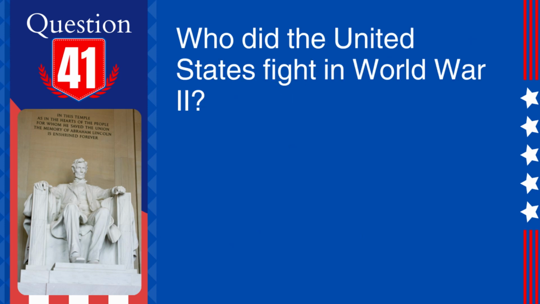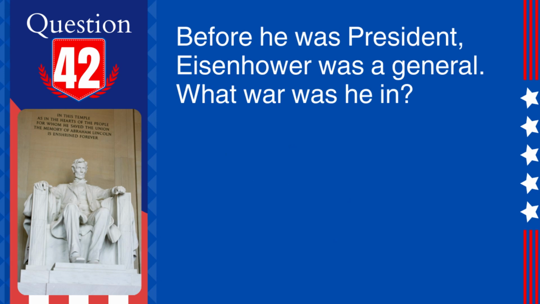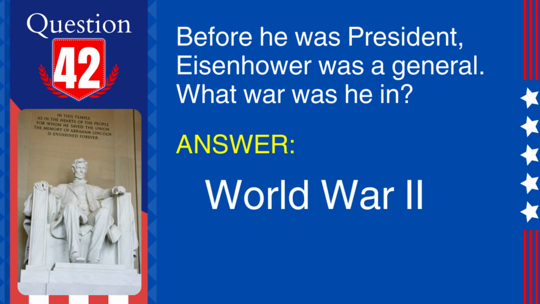41. Question. Who did the United States fight in World War II? Answer. Germany, Japan, and Italy. Explanation. The United States fought against the Axis powers, primarily Germany, Japan, and Italy during World War II. 42. Question. Before he was president, Eisenhower was a general. What war was he in? Answer. World War II. Explanation. Dwight D. Eisenhower served as a general in the United States Army during World War II and was a significant figure in the Allied forces.